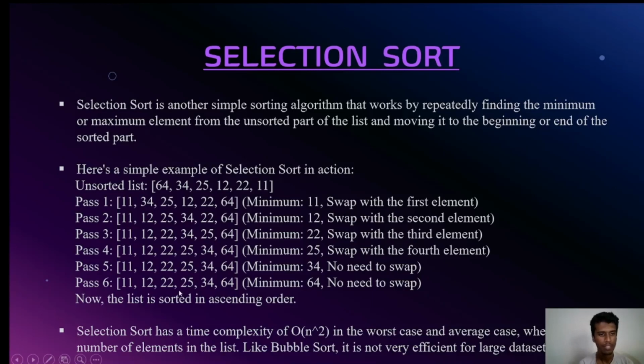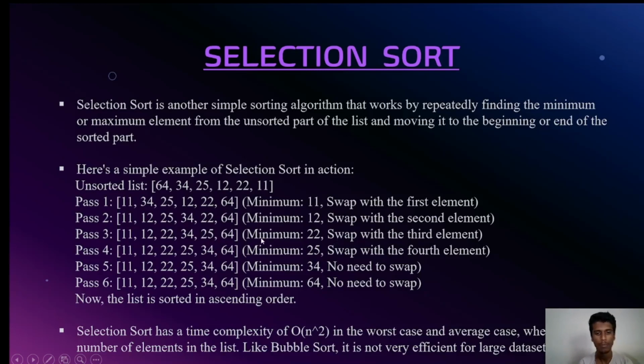Let's see the example. In this array we have 64, 34, 25, 12, 22, and 11. Here we are comparing; the minimum value is 11. Swap it with the first element. Next we see which is the next minimum element. Next 12 is the minimum element, so we swap it to the second element. Next 22 is the minimum element, so we swap it with 22.